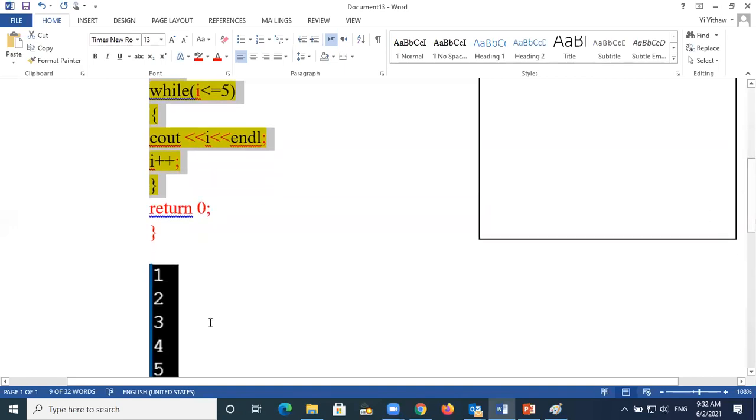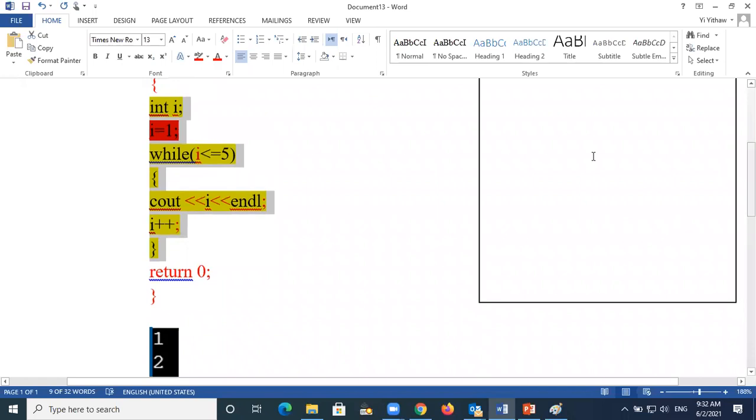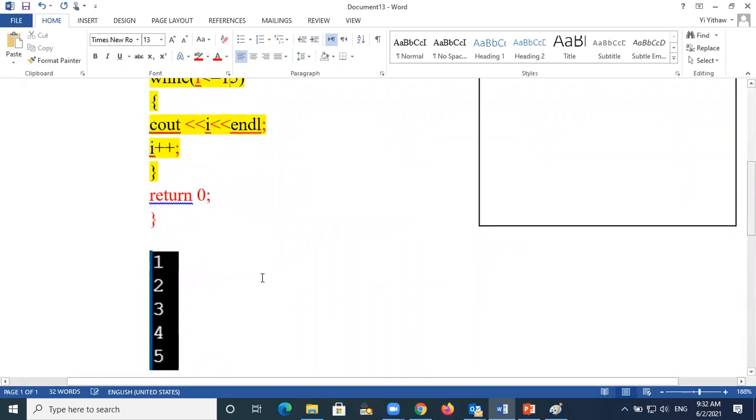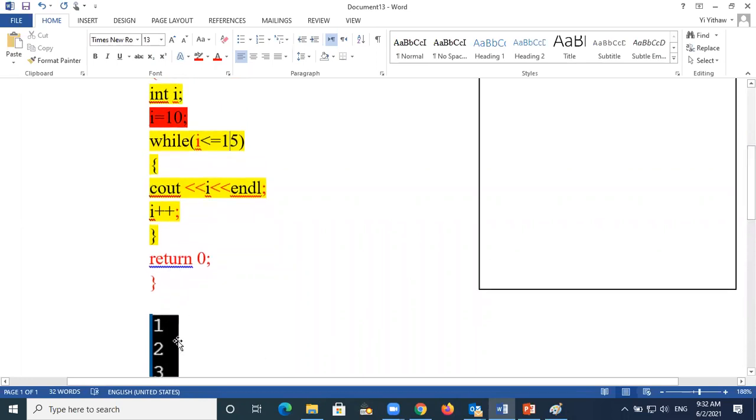Where does the output start from? Here the output starts from 1. But in the exam, maybe the output starts from 10. So if the output starts from 10, you have to start from 10 here. Okay, I hope you understand. From 10 to 15, something like this. If you see the output 10 to 15, then please check the output.